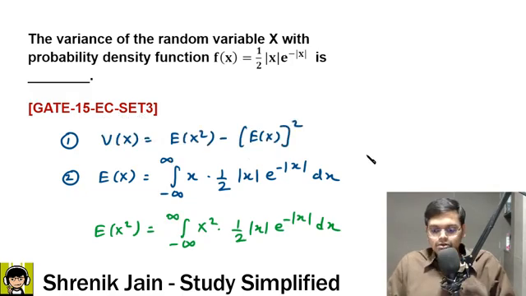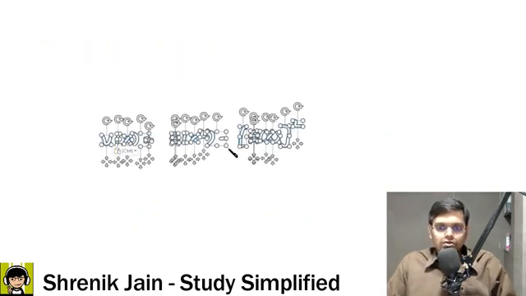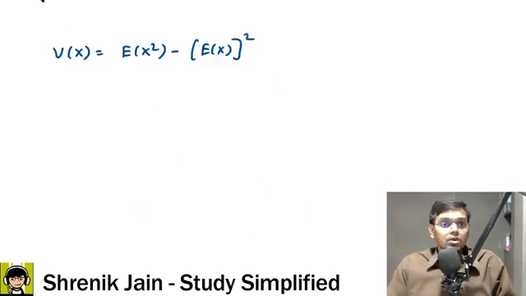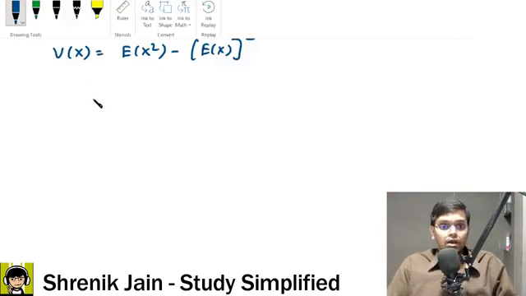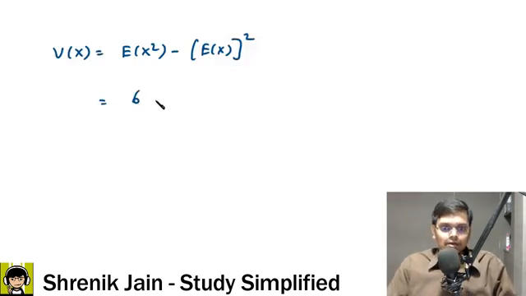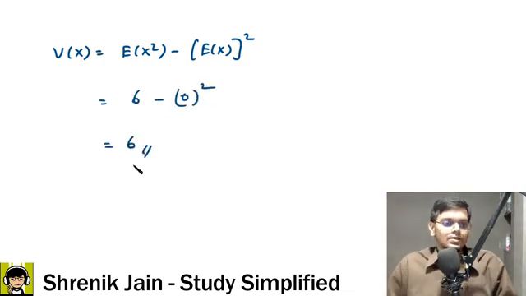And if you need the variance of x, guys, tell me what is the variance of x. Sir, variance of x is E of x square minus E of x the whole square. So this is 6, but E of x was 0. So finally the answer is 6. समझ में आया अब क्यों आंसर 6 है?